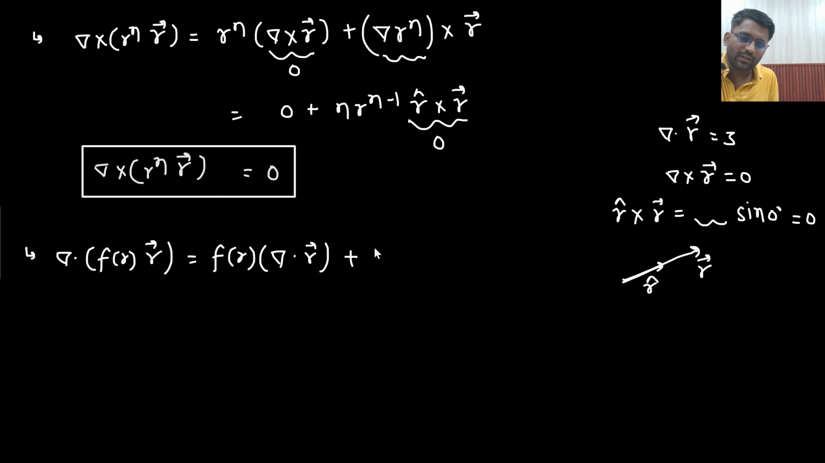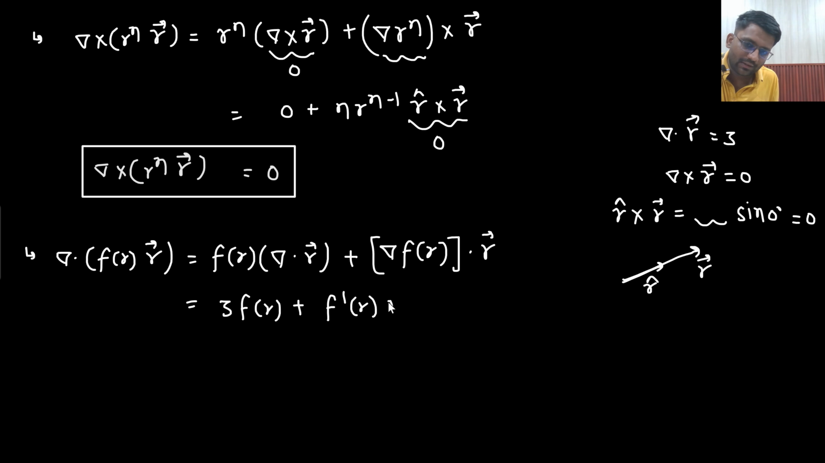Plus what you will do? Now, del will say that I will deal with f(r), dot product with R vector. Now, del dot R will give you 3. So, 3 f(r). Plus, what will this give you? Del f(r), gradient of f(r). That will give you f'(r) r cap dot R vector.